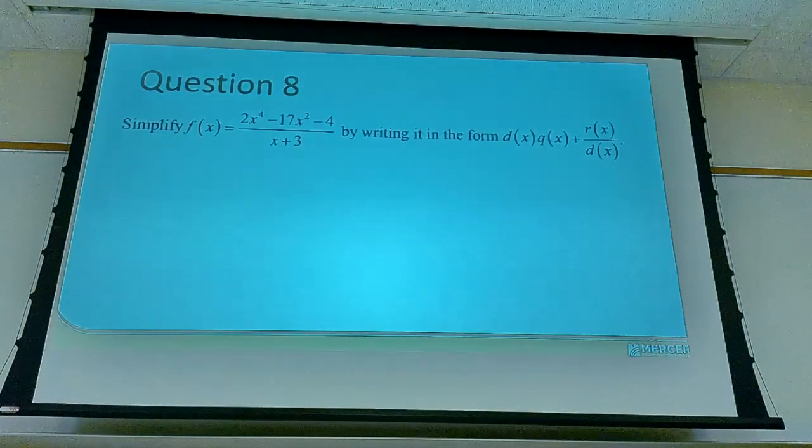What is our divisor? x minus 3. Can we use synthetic division? Yes. What is k? 3. And actually, let me fix that typo.